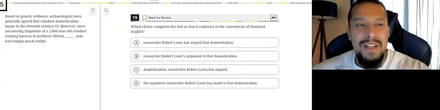Question number 15. If you're reading question number 15, you're going to notice we have a subordinating conjunction, since. Since uncovering fragments of a 2,000-year-old reindeer training harness in northern Siberia. Another thing I want you to notice is that we have a modifier, uncovering fragments.